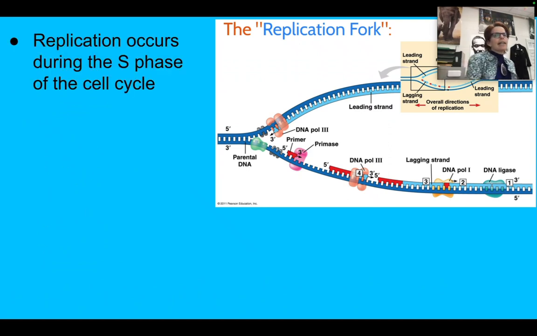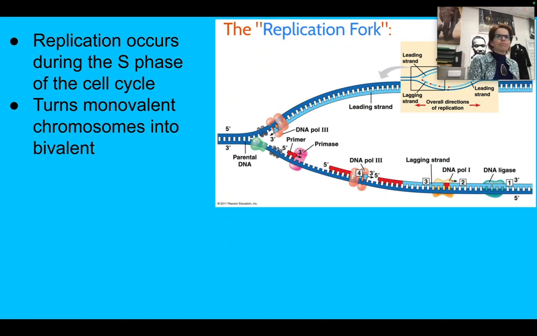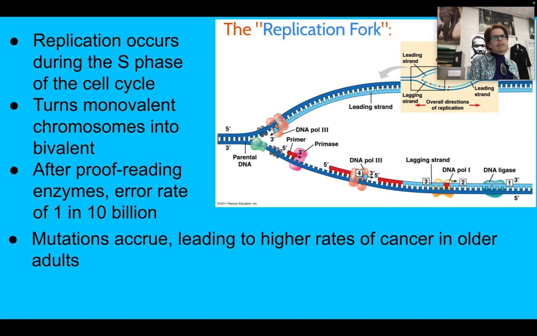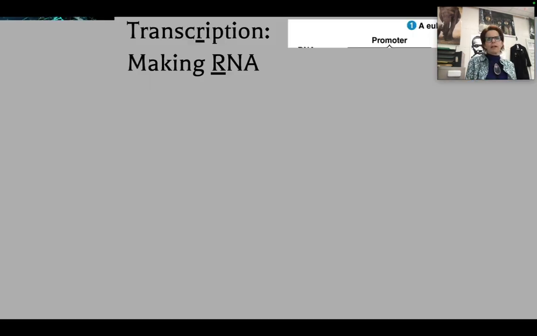Replication occurs during the S phase of the cell cycle. So remember, it goes interphase, prophase, metaphase, anaphase, telophase, and interphase has 3 parts to it, G1, S, and G2. S is the phase that this is happening in. It's where mutations happen. It turns monovalent chromosomes into bivalent. After proofreading enzymes, the error rate is only about 1 in 10 billion, but those add up over time. And so it's the number one reason why we have higher rates of cancer in adults than we do in young people, because there are more and more mutations the older that you get.